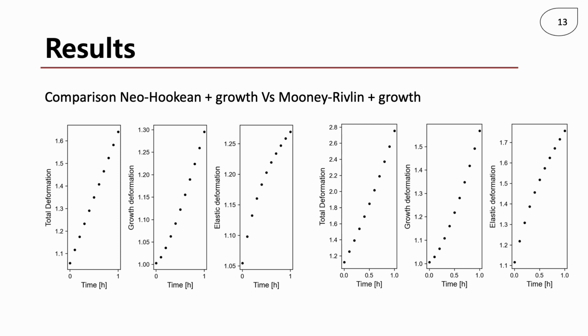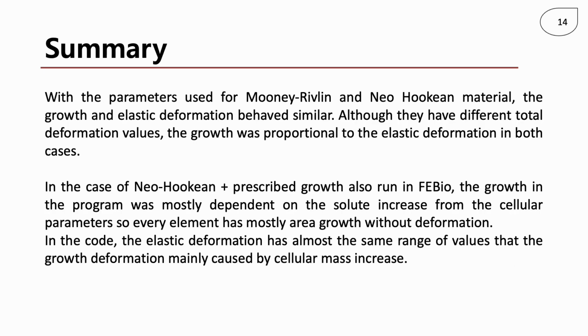And this is the comparison of Neo-Hookean plus growth versus Mooney-Rivlin plus growth. From those graphs, it is important to understand the following results. With the parameters used for the Mooney-Rivlin and Neo-Hookean materials, the growth and elastic deformation behaved similarly. Although they have different total deformation values, the growth was proportional to the elastic deformation in both cases.